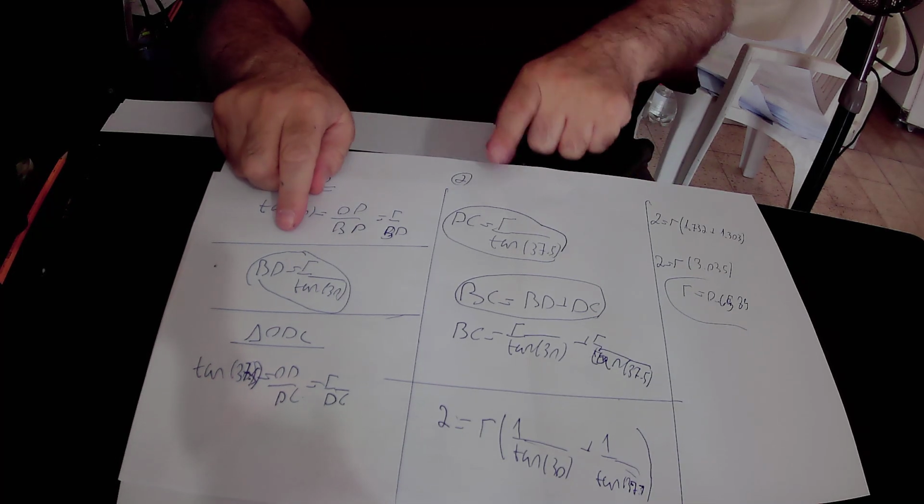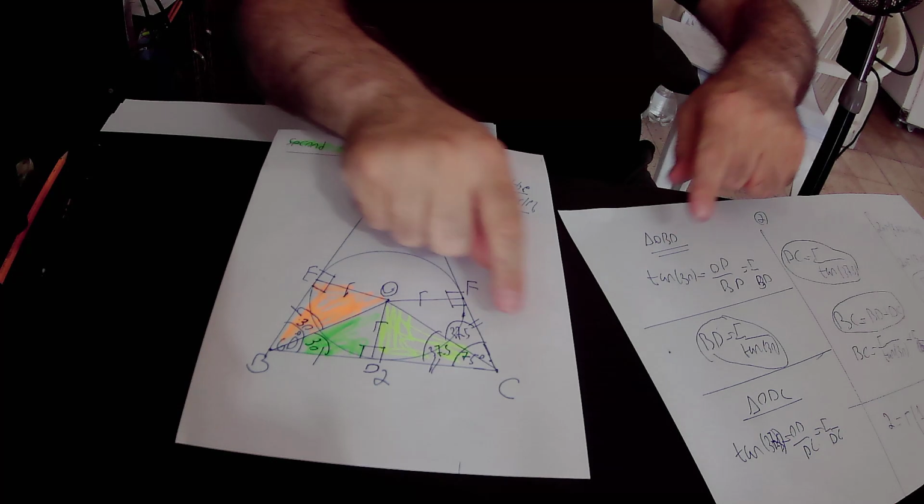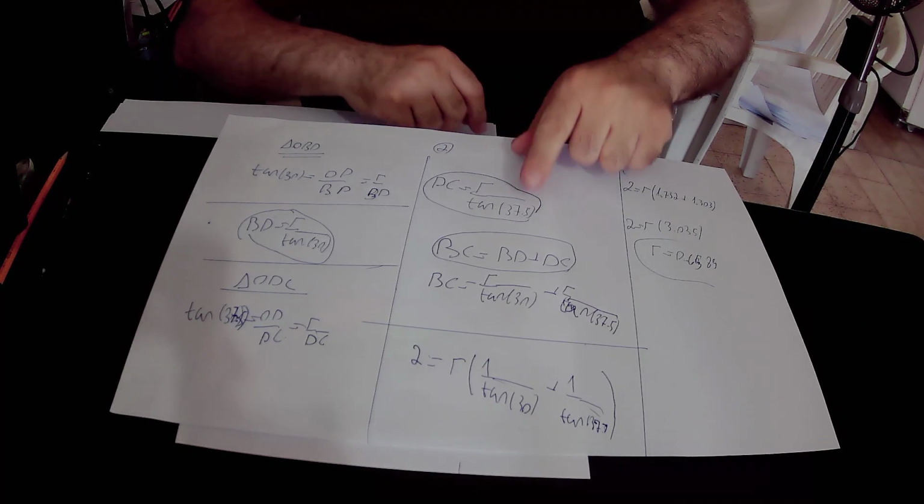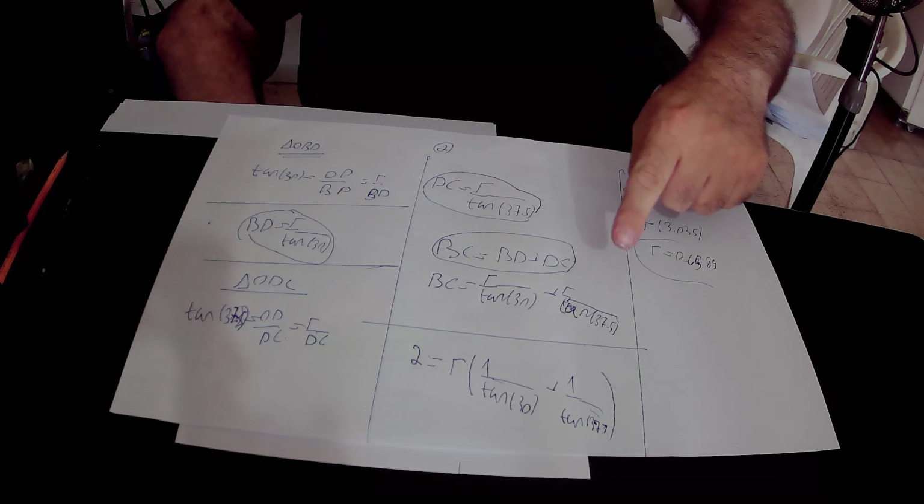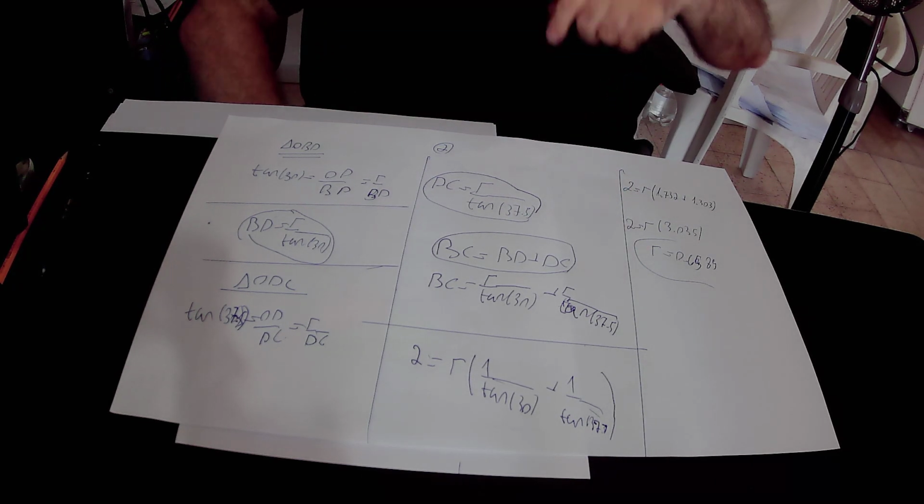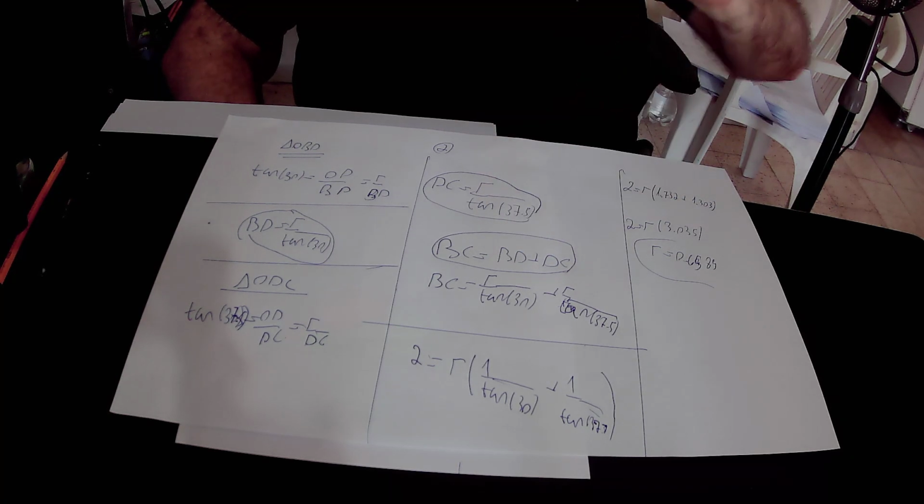So we have the values of BD and DC, and it is very simple to see that BC equals BD plus DC. Again, BC equals BD plus DC. BD is R over tangent 30 degrees, DC is R over tangent 37.5 degrees. We took R as a common factor, and we got this expression.